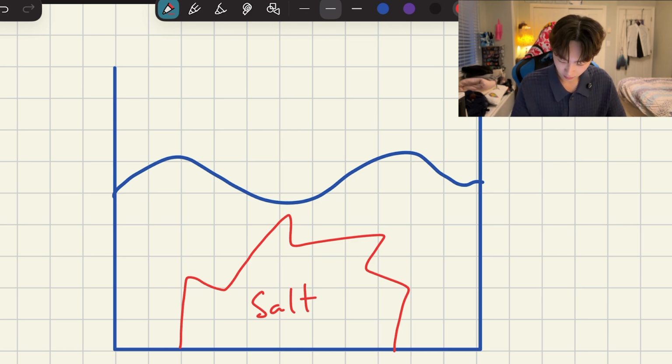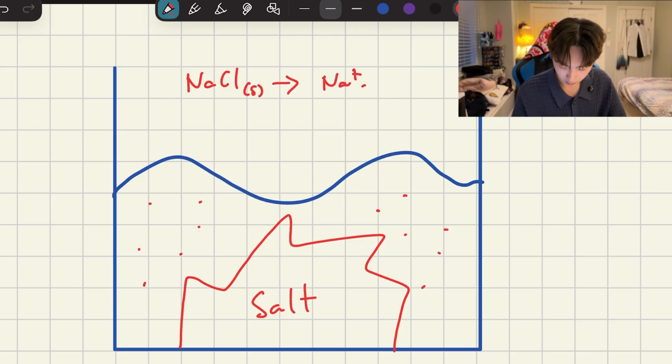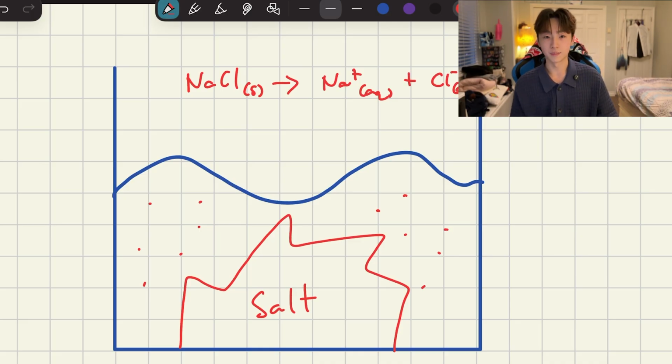And then in the environment, I have my ions. As you know, salt, NaCl, would dissolve in water to become Na+ and Cl-. So that's what these red dots are. They're the dissolved salt. And what's actually happening in a saturated solution is called solubility equilibrium, by the way, but we'll touch on that in another video.